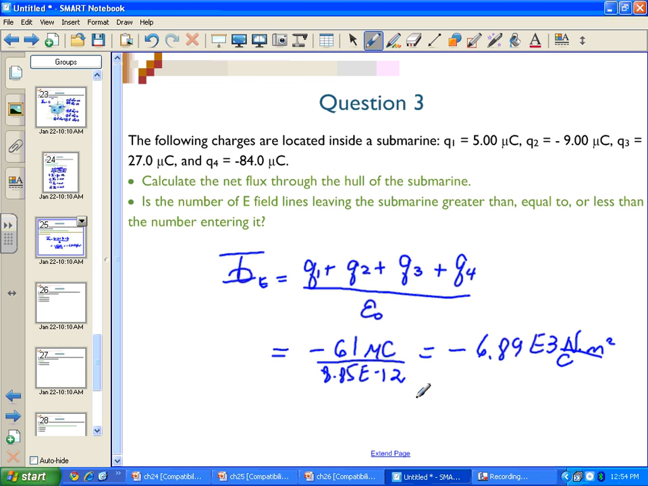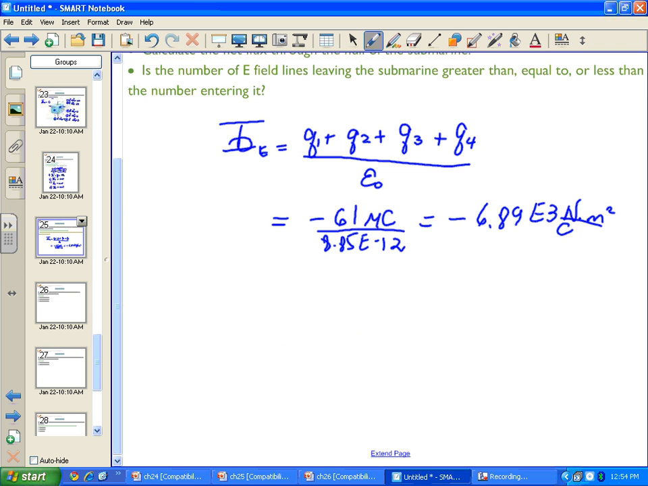over Coulomb. So what does this mean to have a negative flux? Well, it means that when we take into account all the positive charges added to all the negative charges, we are left with a net quantity of negative charge. And therefore, there are more lines that come in through the submarine than go out, and therefore our flux is negative, and that is reflected by the sign.